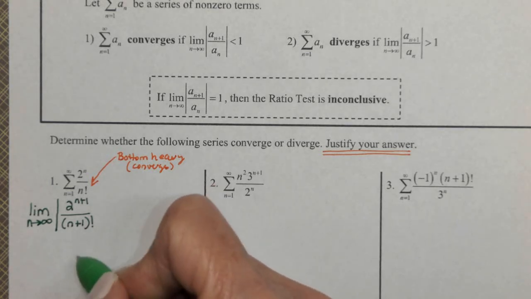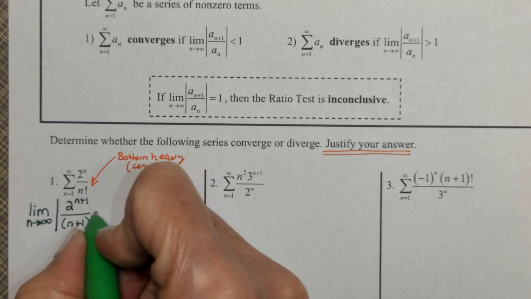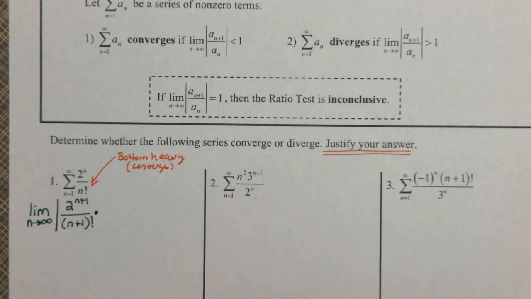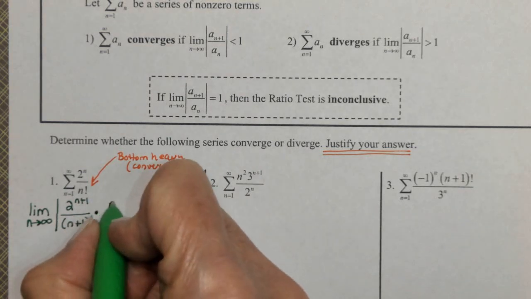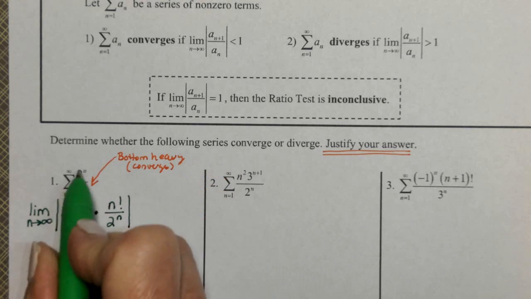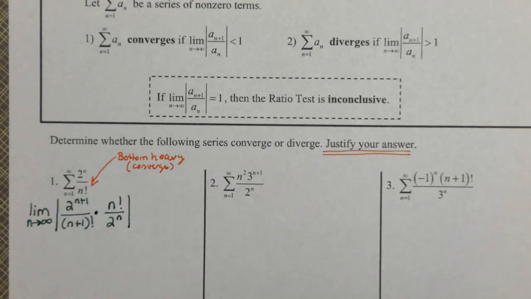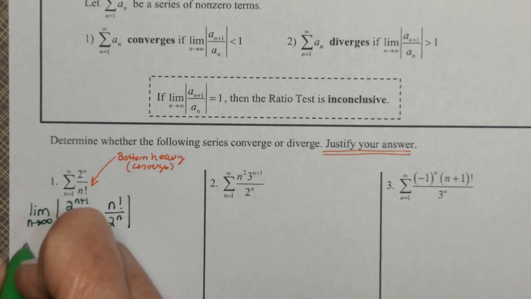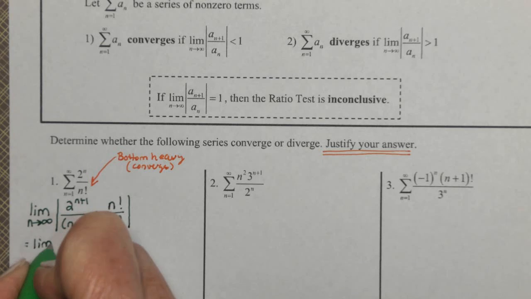Instead of writing it as a complex fraction, I'm going to go ahead and multiply by the reciprocal of the nth term. So I'm multiplying by n factorial over 2 to the n. That's the reciprocal, because dividing by a fraction is the same as multiplying by its reciprocal. So we get this, okay? Now I need to find this limit. Before I find the limit, I'm going to reduce that expression.